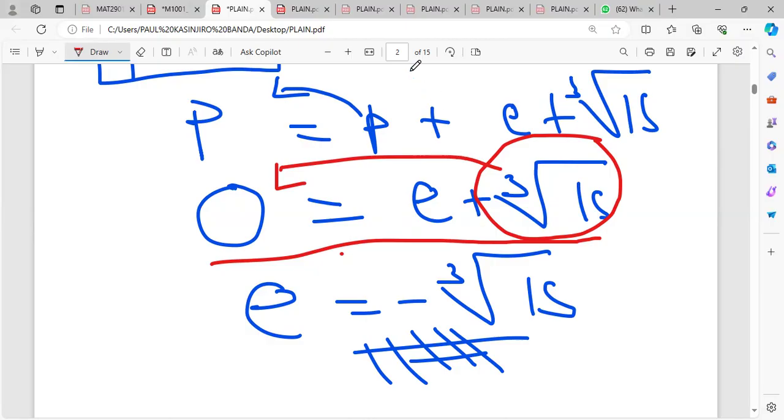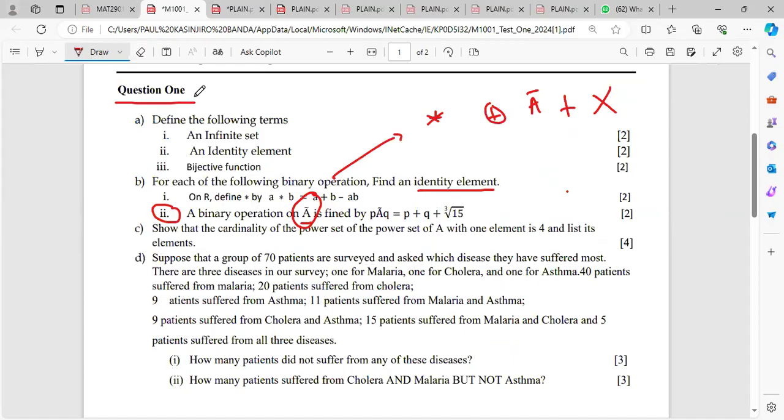All right. Let's go to this, C. Okay, so what is C saying? They're saying show that the cardinality of a power set A with one element is 4 and list its elements.